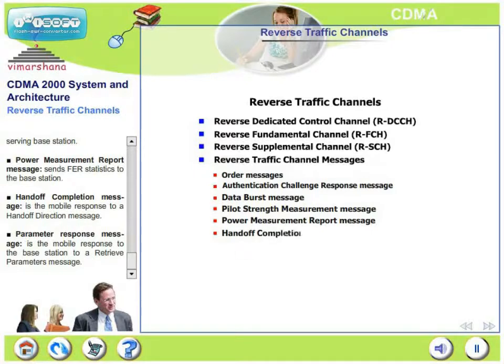Handoff completion message, this is a mobile response to a handoff direction message that a handoff has been performed or not performed. Parameter response message, this is a mobile's response to the base station to a retrieve parameters message.